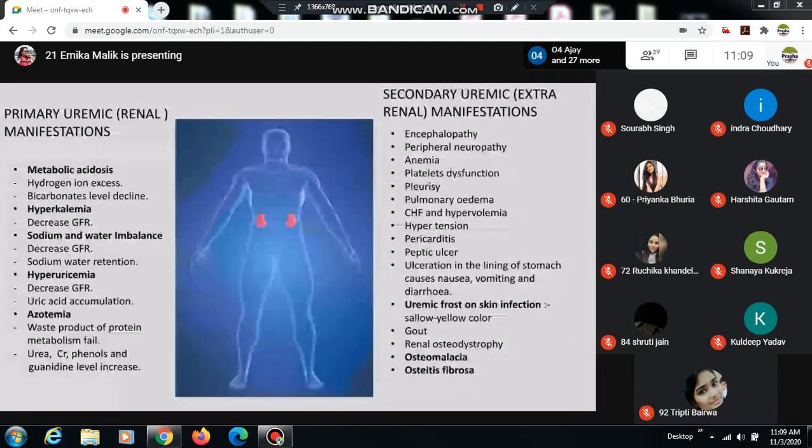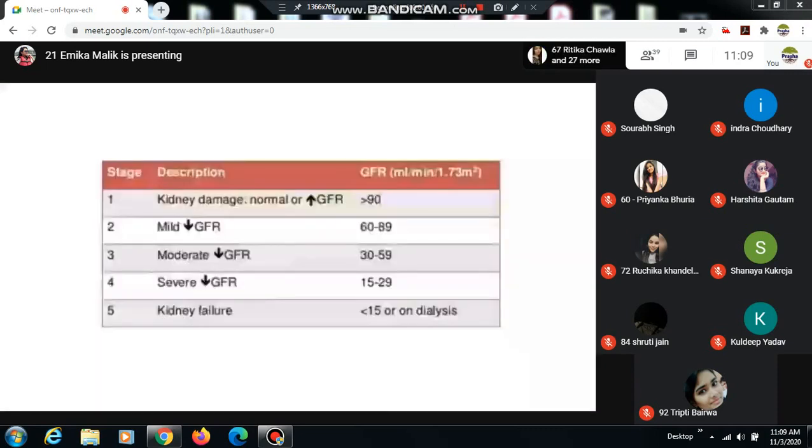Uremic frost on the skin, shallow yellow, and renal osteodystrophy and osteomalacia, fibrosis, osteitis. These two are caused by the failure of the kidney to maintain the level of calcium and potassium. Kidney damage can be seen below 90 and kidney failure below 15 ml per minute per 1.73 meters squared GFR.